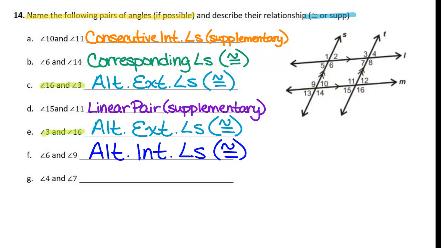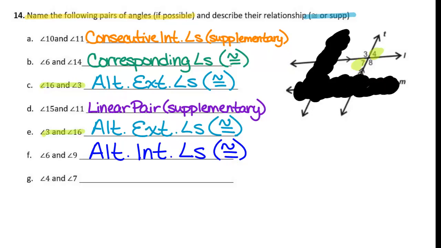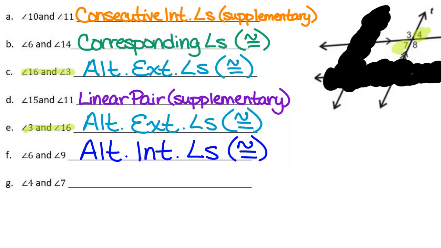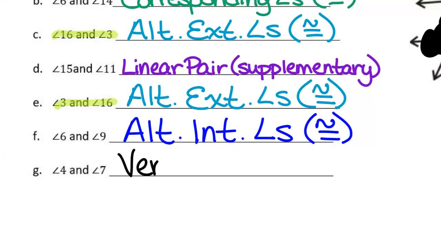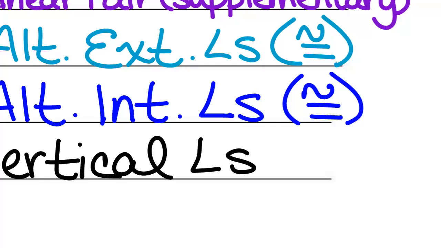All right, last one. We have angles 4 and 7. What line do they both touch? They both touch T. And they both touch L. They both touch the same 2 lines. That means it's either a linear pair or it's vertical angles. These are vertical. They are non-adjacent, formed by 2 intersecting lines, vertical angles. Are vertical angles congruent or supplementary? These are congruent.